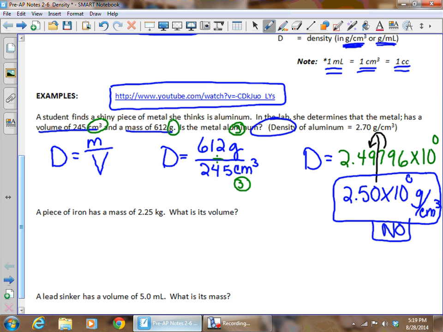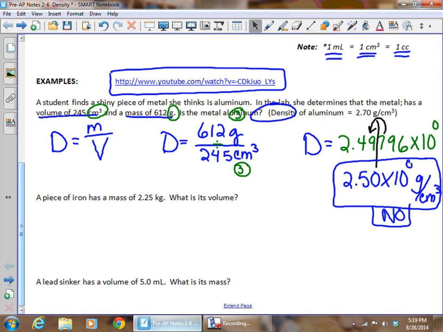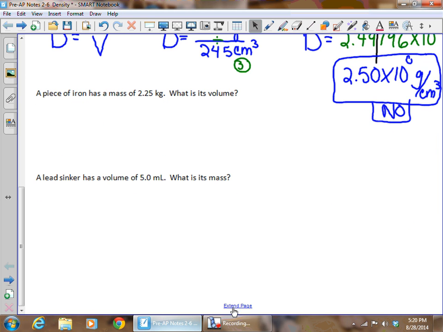Okay, let's look at the next example. The next example tells us that we have a piece of iron that has a mass of 2.25 kilograms. What is its volume? So we circle what we're trying to find, which is volume. We underline the piece of information we're given, which is kilograms. And, wow, we don't have enough information.